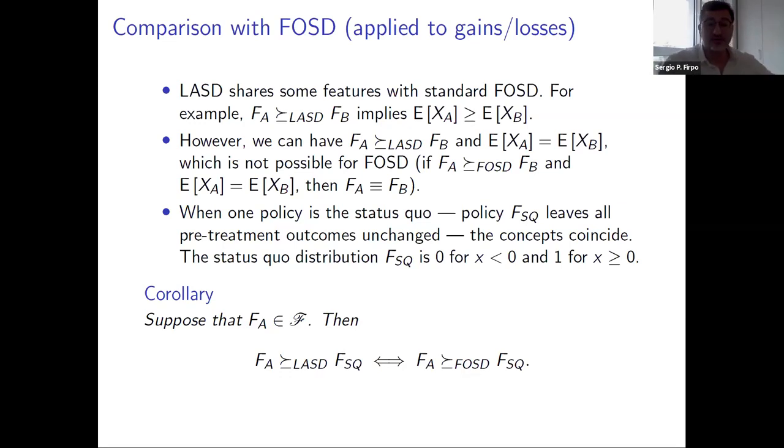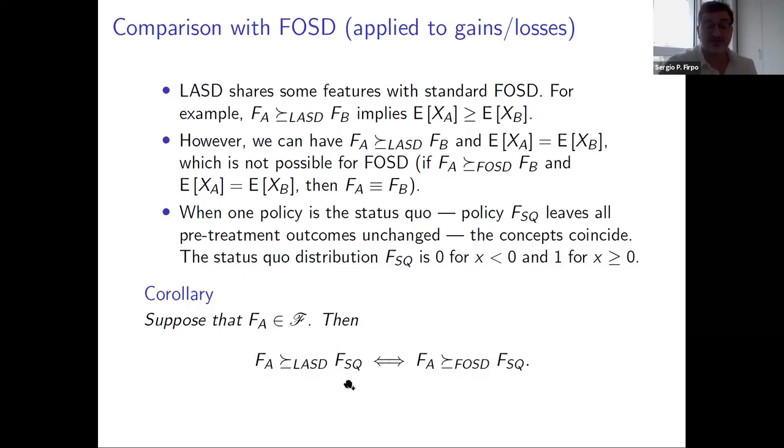Another important situation that you have is this status quo distribution, which is basically when you don't do anything. It's basically a degenerate distribution at 0 of the gains and losses. So I have to run because I don't have much time. That's a situation in which first order and loss aversion are equivalent.